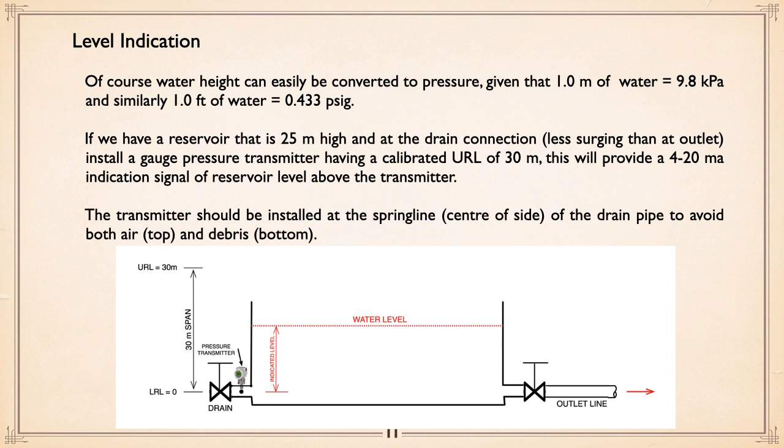If we have a reservoir that's 25 meters high at the drain connection, and we have a unit that's calibrated for 30, this will provide a 4 to 20 milliamp signal of the level above. The transmitter should be installed in the center of that drain pipe so that air at the top or debris at the bottom won't be seen by the pressure/level transmitter, okay?